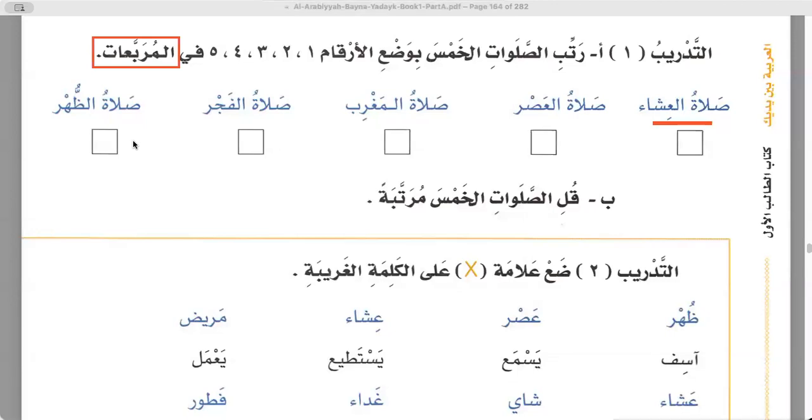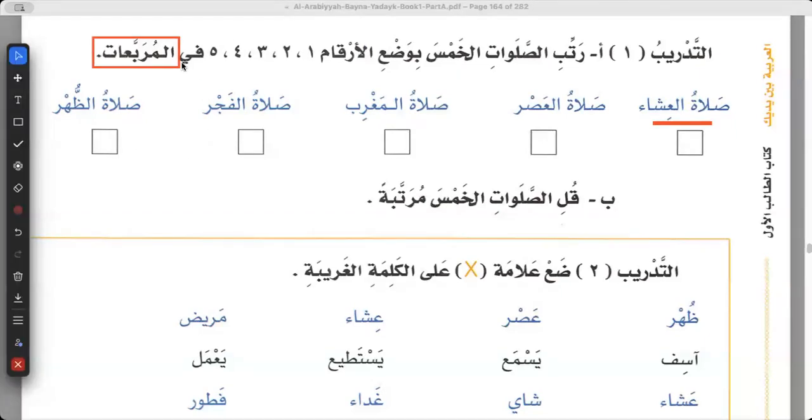So what is it? Thalatha, mashallah. So Salatul Isha is Khamsa. So Salatul Asr, Thalatha.